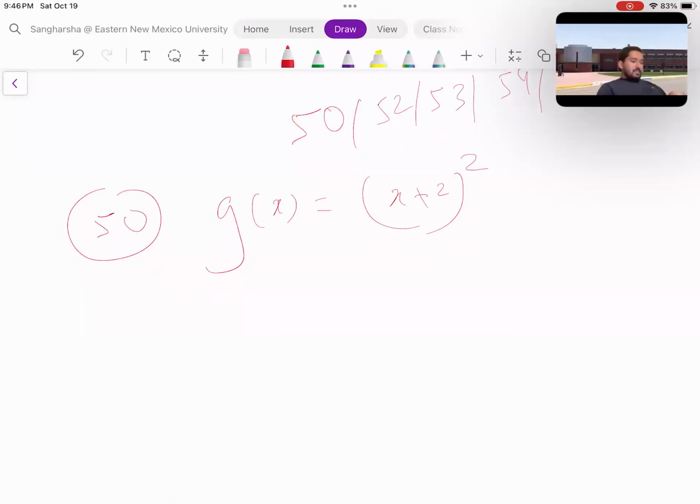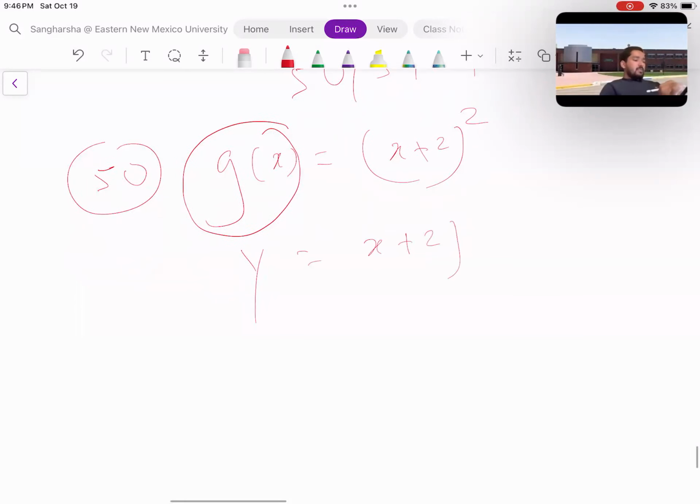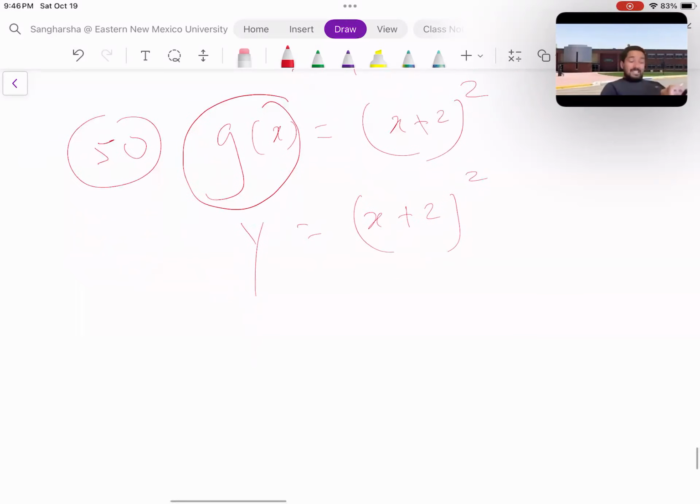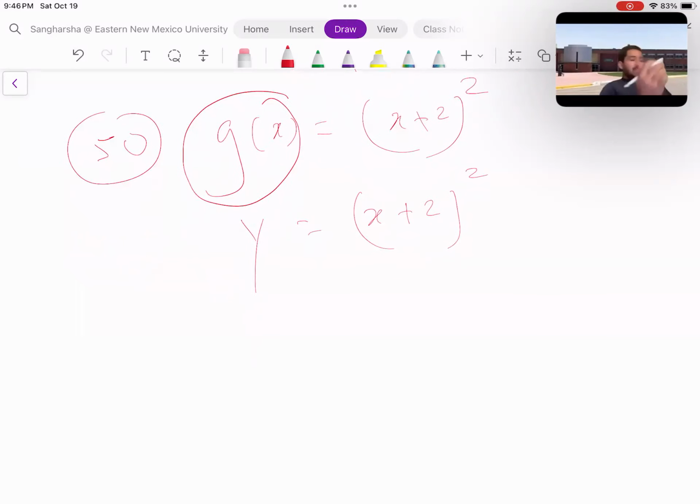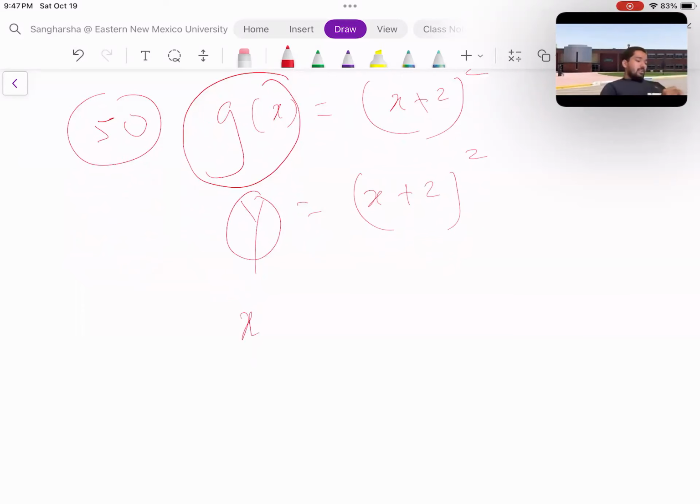So first step is that you replace your g of x, or sometimes you have f of x, sometimes h of x, by y. So y equals (x plus 2) squared. Second step, you are interchanging x and y. For y, you're gonna write x, and for x, you're gonna write y. So we have x equals (y plus 2) squared. First, replace your g of x or f of x by y. The next, interchange x and y.